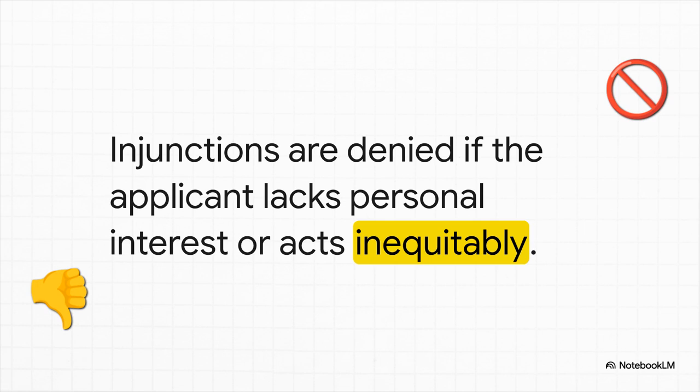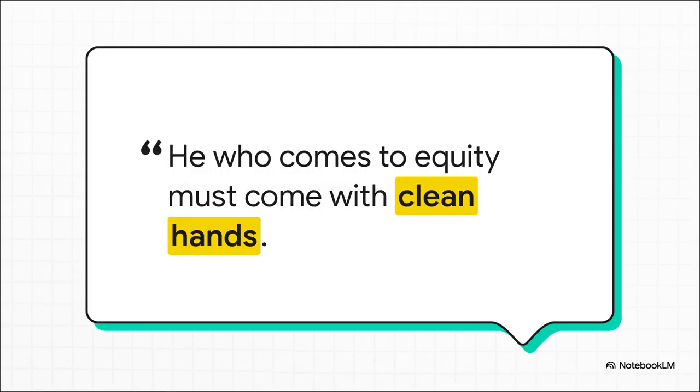Think about it. If you're asking for an injunction to stop a neighbor from building on a property line, but you yourself secretly falsified the land survey, yeah, that's inequitable conduct. You're going to face an immediate denial. And this brilliantly illustrates a profound, historic legal maxim taken straight from our source text. He who comes to equity must come with clean hands.